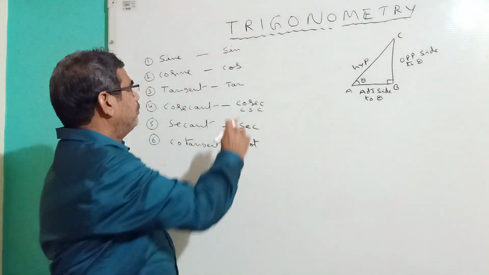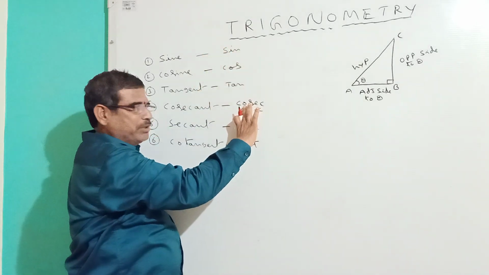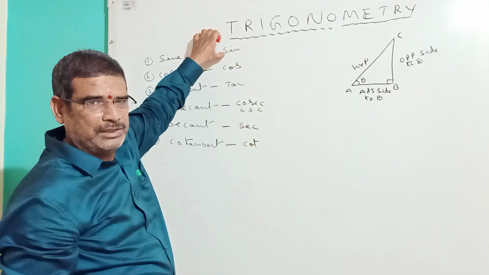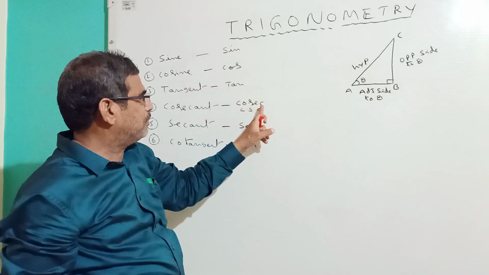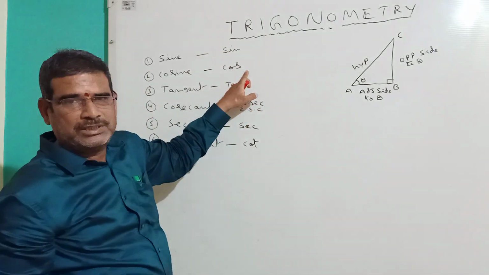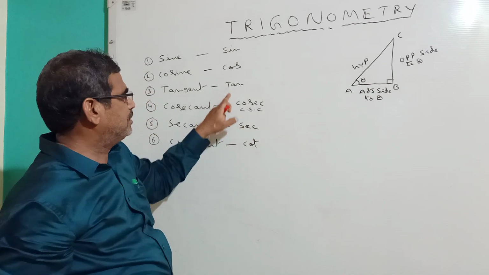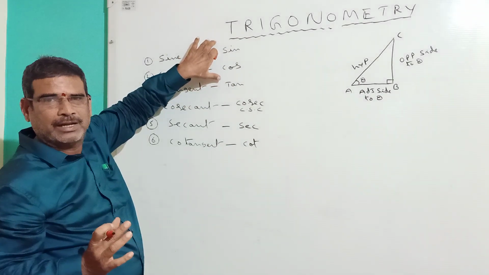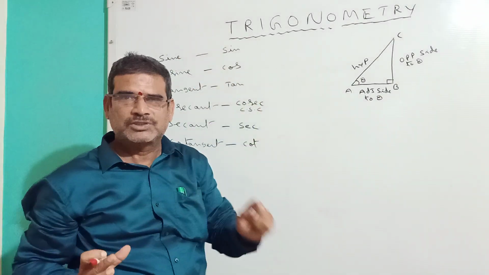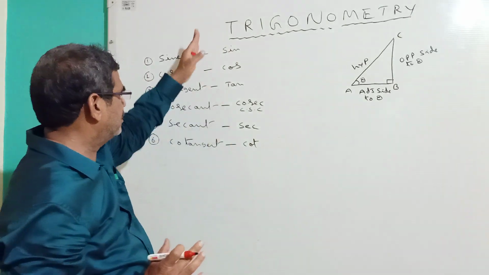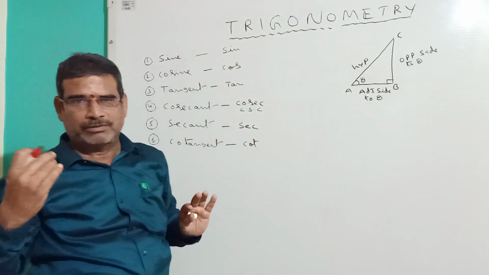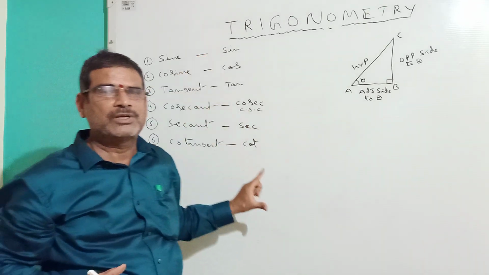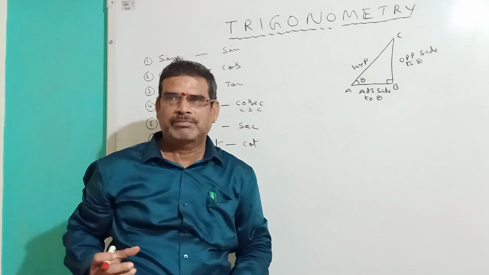Generally these are 6, but we know the first 3. The remaining 3 are quite opposite to the first 3. So sine is inversely related to cosecant theta. Cos is inversely related to secant theta. Tan is inversely related to cot theta. So what I am saying, if you know the first 3, automatically the remaining 3 will come. This is one of the most important points. No need to bother how to remember all 6. If you know the first three, the remaining three you can easily remember.